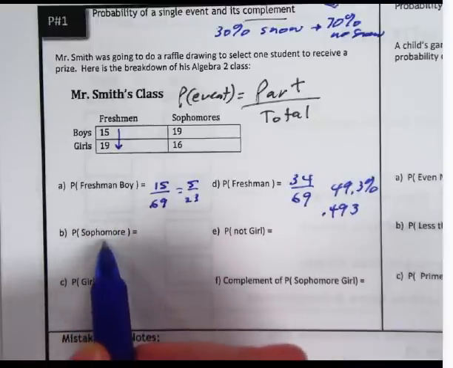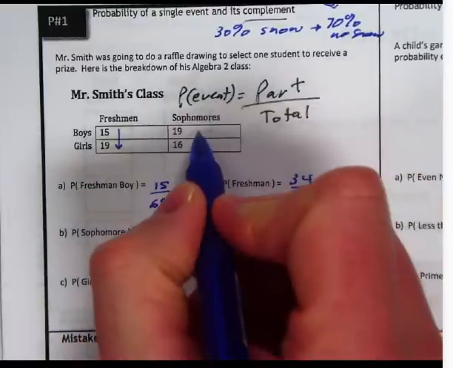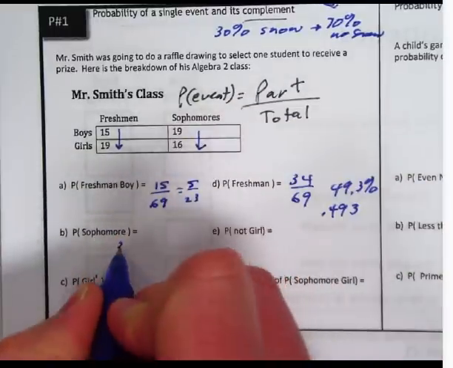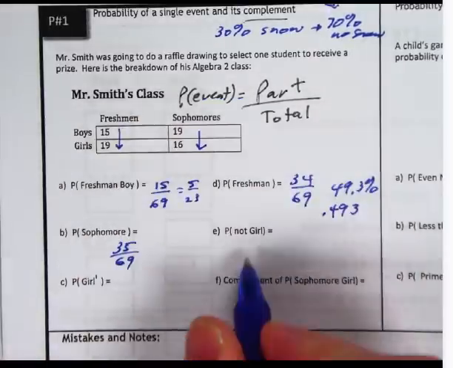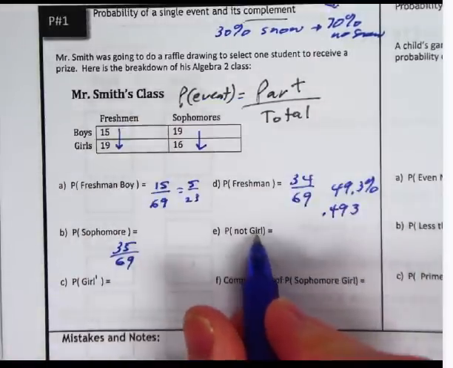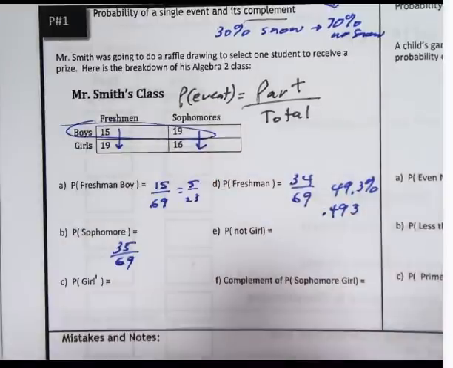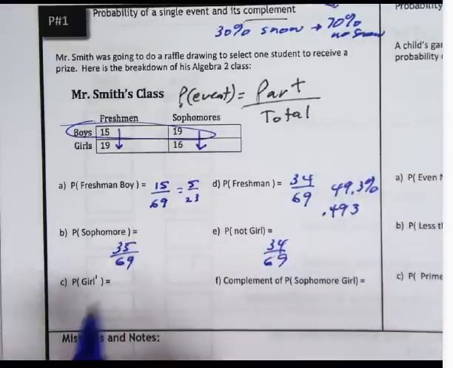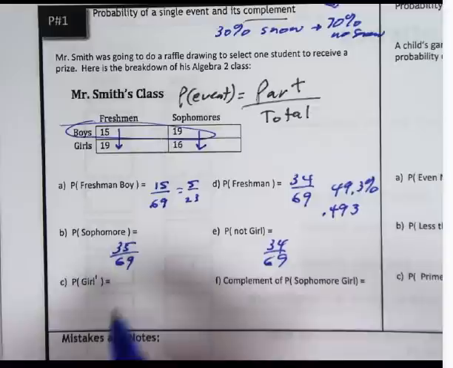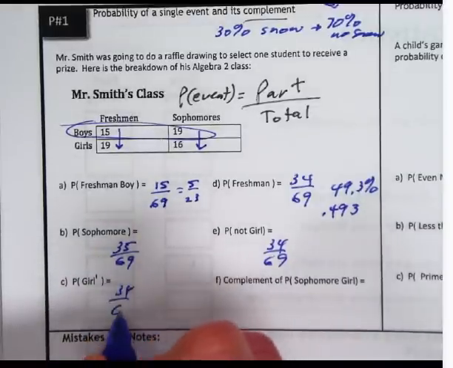Next question is about sophomores. Sophomores, if I add these up going down, I'd get 35. That's my part out of the total numbers of all of these. Not a girl. So if you're not a girl, then you're a boy. So that's this number here. Again, it's 34 out of 69. Last question. This is the same thing right here. Not a girl. This symbol means not, so that would be the same thing as well.